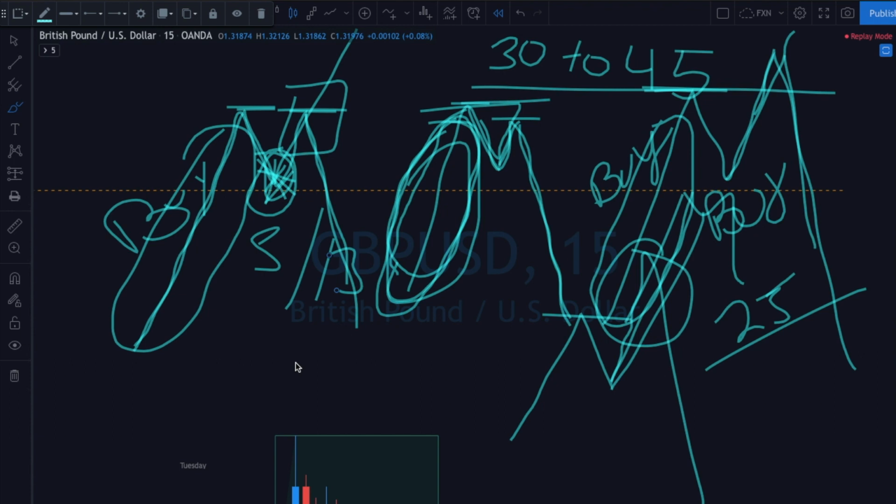Your exits are also, again, very simple. If the EMAs are in your favor, you use them as take profits, right? Pretty simple. If the EMAs are not in your favor, then you're looking to get 30 pips if you're in the London session. If you're in the New York session, then you're looking for 20 pips. And again, 2-to-1 risk-reward ratio.